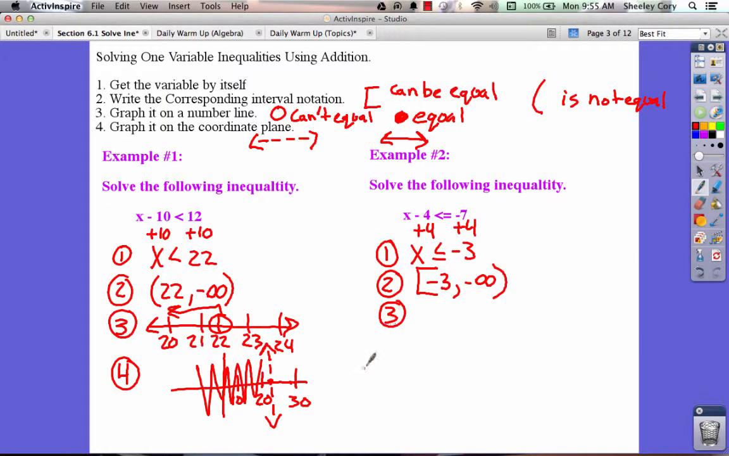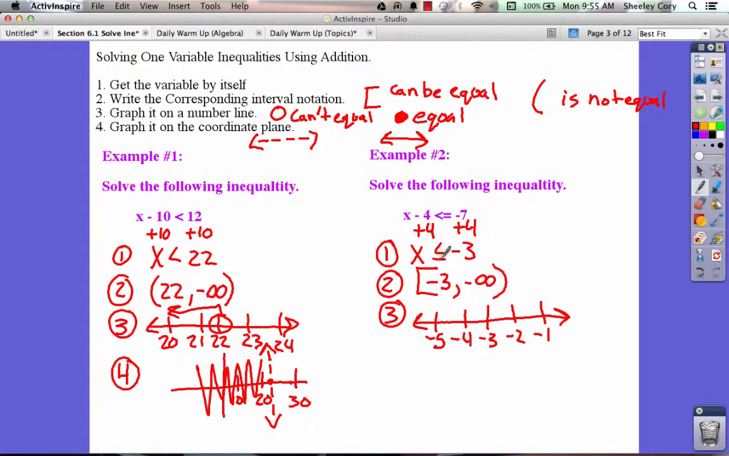Number 3. I need to graph it on a number line. So I draw the number line. I'm going to mark negative 3. I'm going to mark other numbers next to it, so negative 4, negative 5, negative 2, negative 1. It says negative 3 to negative infinity. So I'm going x is less than or equal to negative 3.